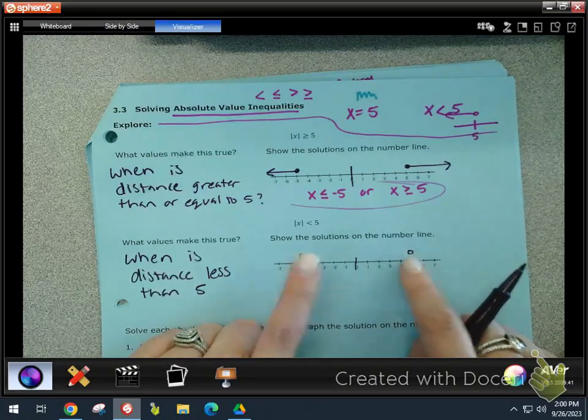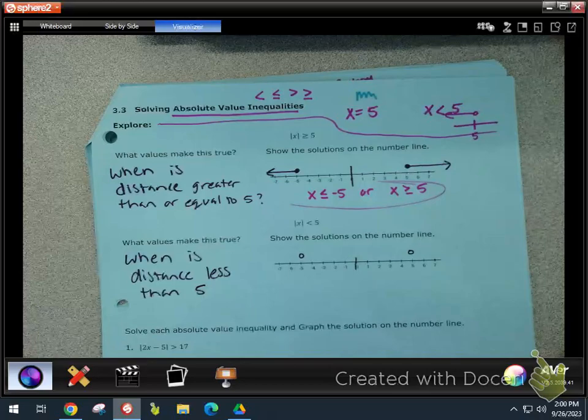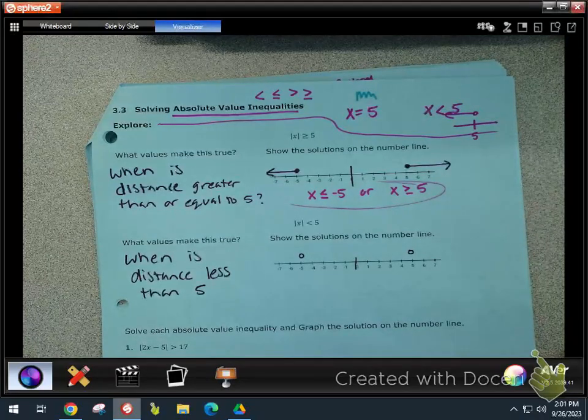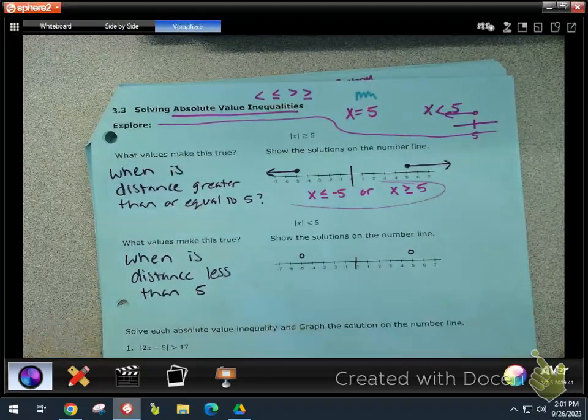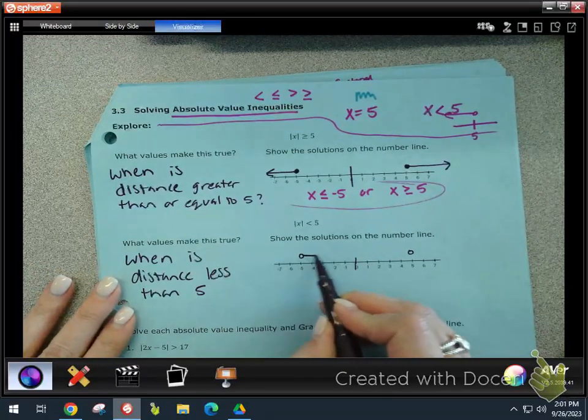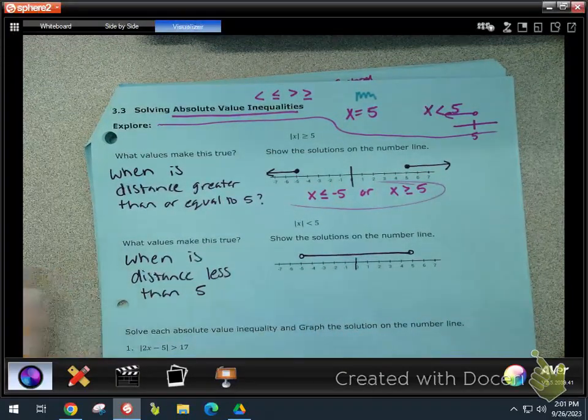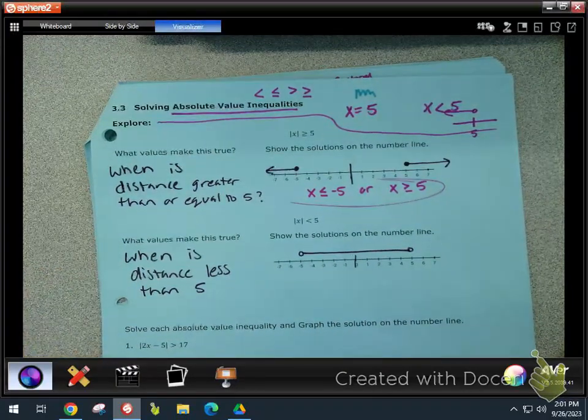So how do I graph this? The arrows are going towards each other, and they're not going to overlap. So you're just going to connect these two. Okay? Just connect them like that.